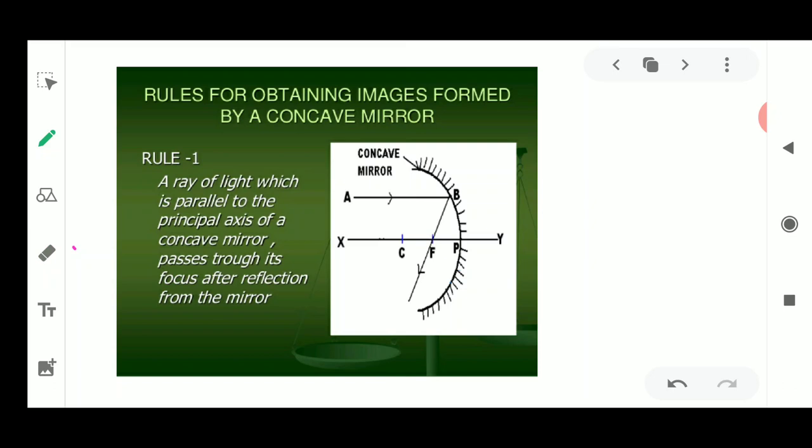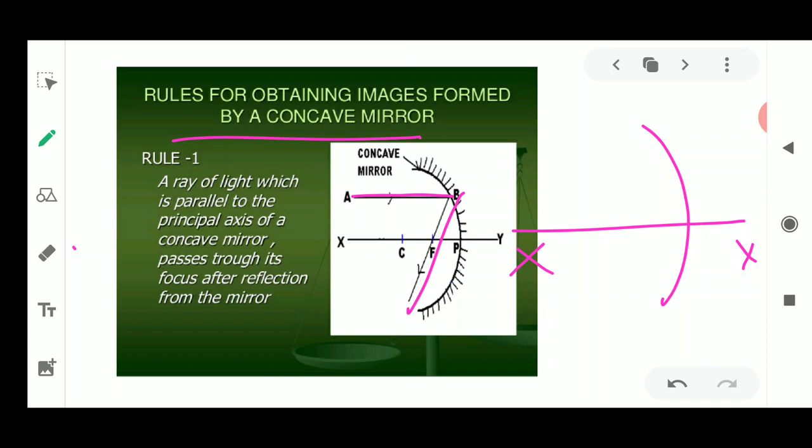The first rule for a concave mirror says that whenever light rays are parallel to the principal axis, they always pass through the focus after reflection. Suppose this is x and this is y, this is the principal axis, and a light ray is traveling parallel to the principal axis like this. After striking the surface of the mirror, it is reflected through a point, and that point will always be the focus.